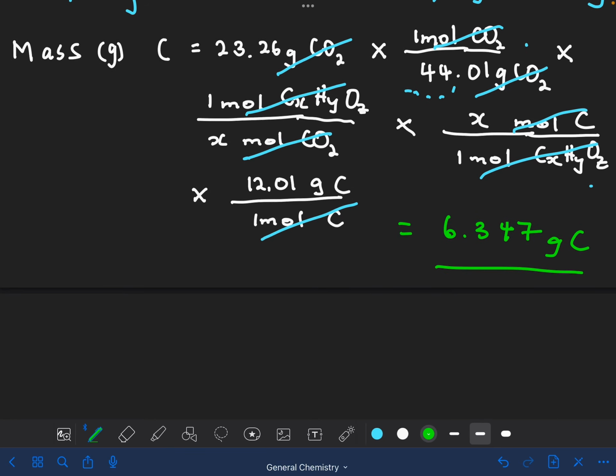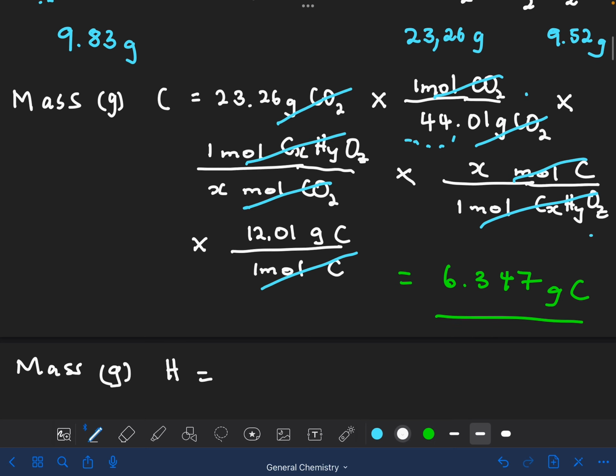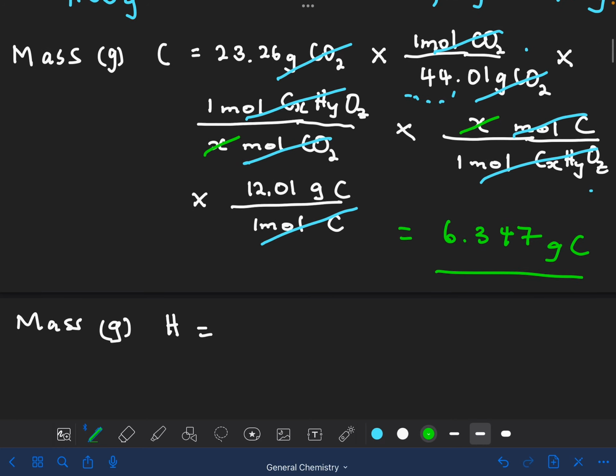And then we're going to do the same with hydrogen. So the mass in grams of hydrogen equals, just one thing to take note, this x, this x and this x are going to cancel each other. So we're not going to have unknowns. This is the final answer that we're going to have.